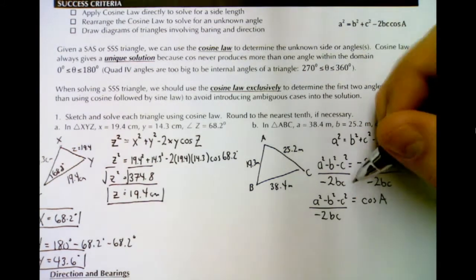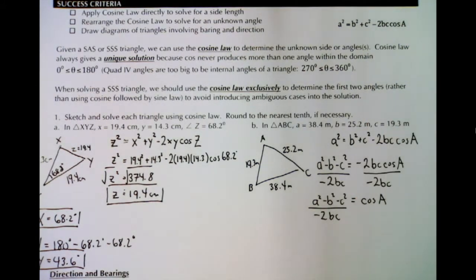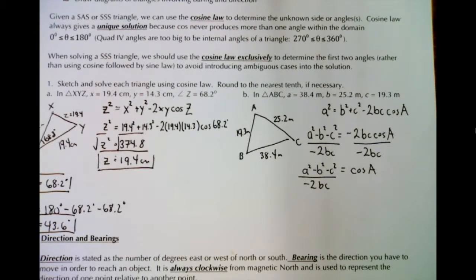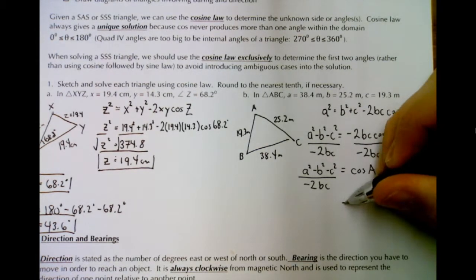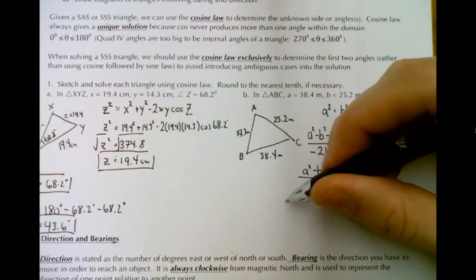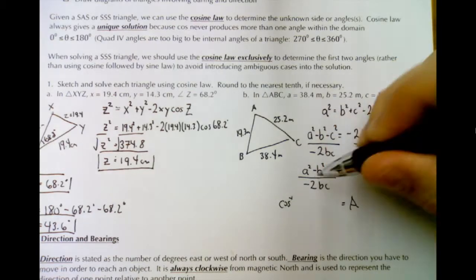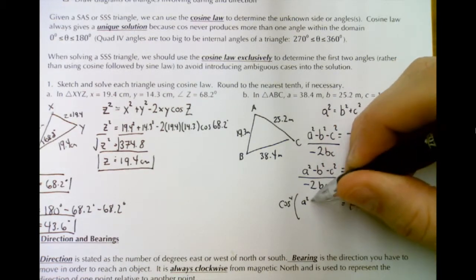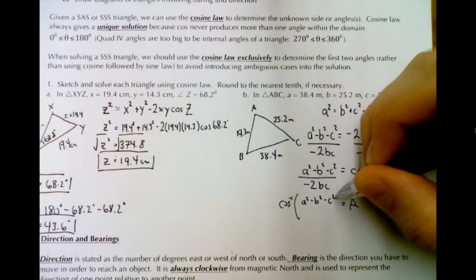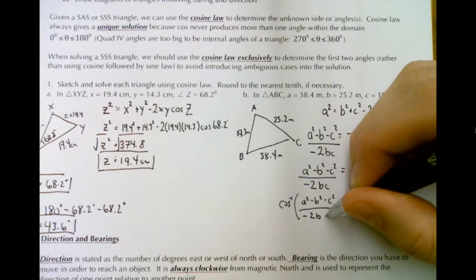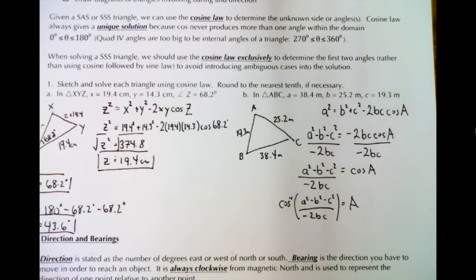And that leaves us with cos A is equal to a squared minus b squared minus c squared over negative 2bc. And we could simplify the signs, but we don't really need to. We can just keep it written like this. And this is enough rearranging. If you want to take it one step further, you could cos inverse both sides, and that might actually make it a little bit easier. Now you have something isolated for A.